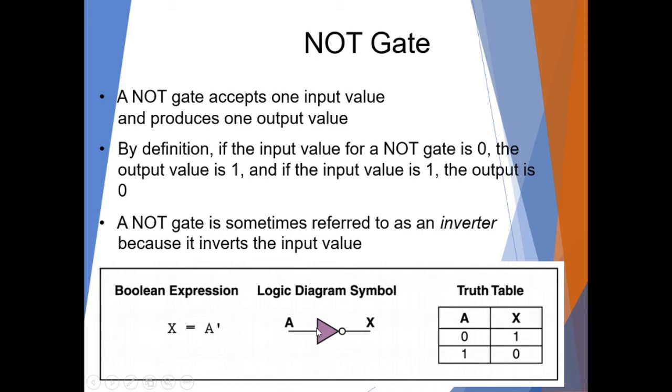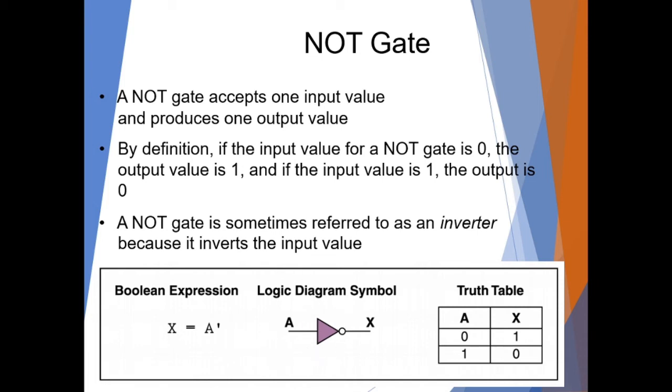X is equal to A complement. The NOT gate performs the Boolean operation complement. X is equal to A complement. If A is equal to 0, A complement is equal to 1. If A is 1, A complement, that is X, is 0. So, the Boolean expression of NOT gate is X is equal to A complement. And this is the logic diagram of NOT gate.